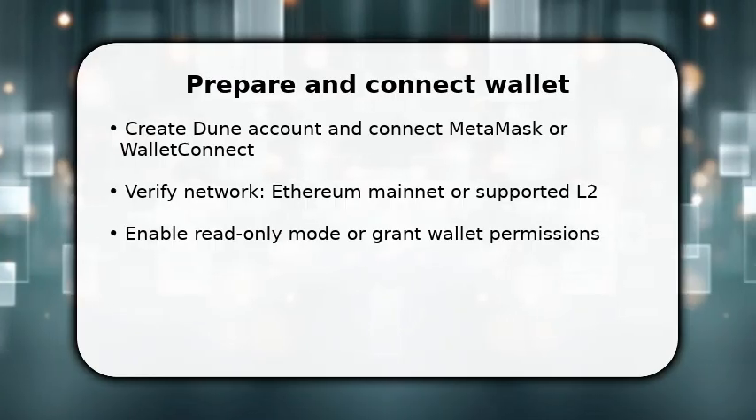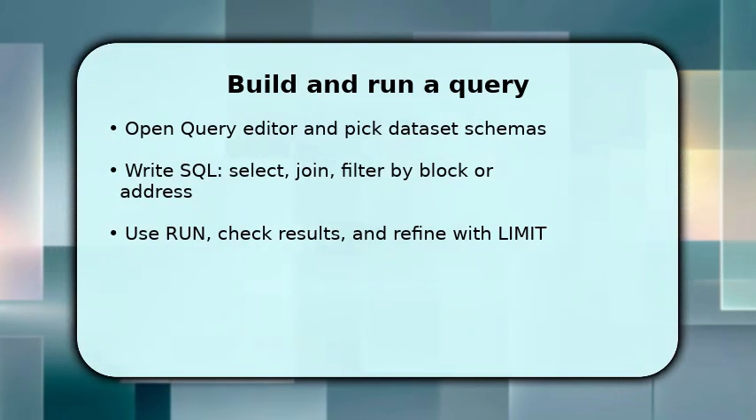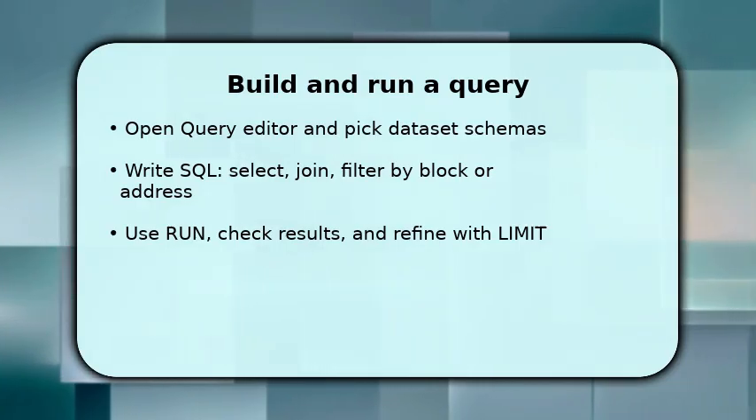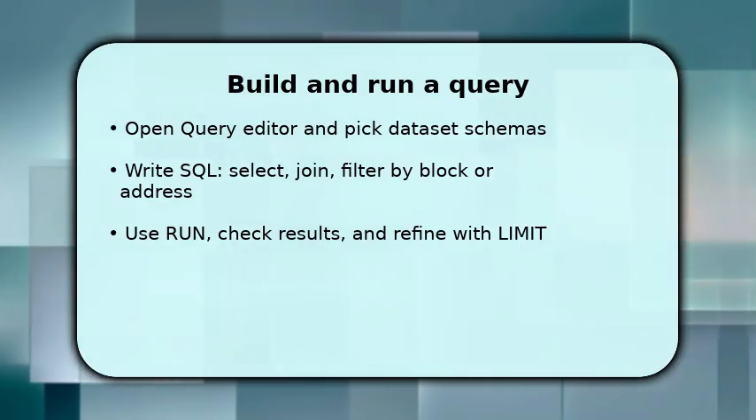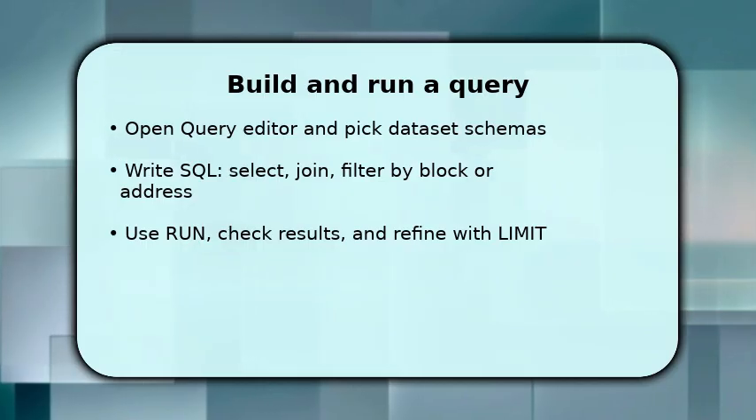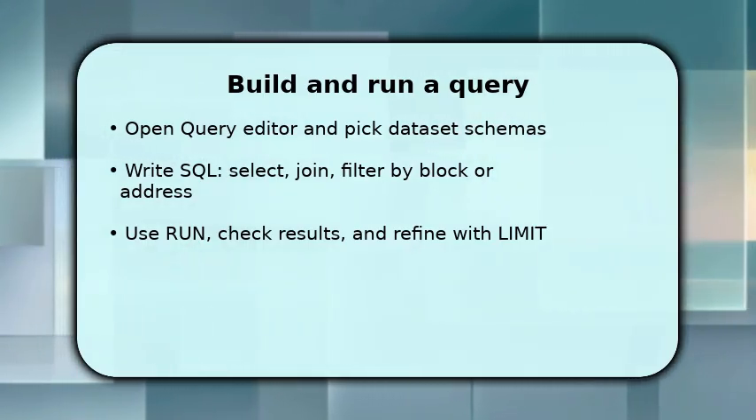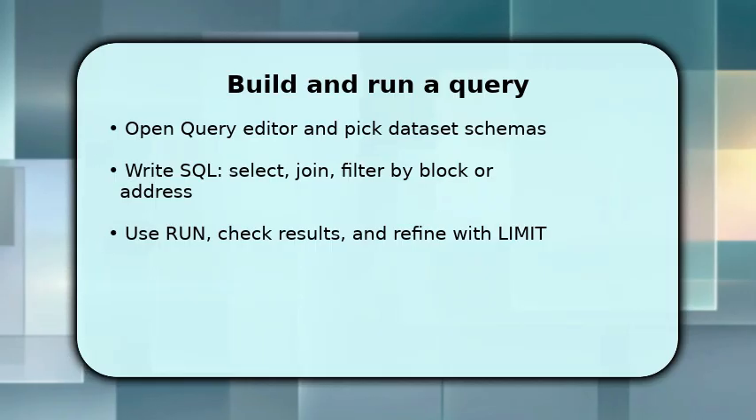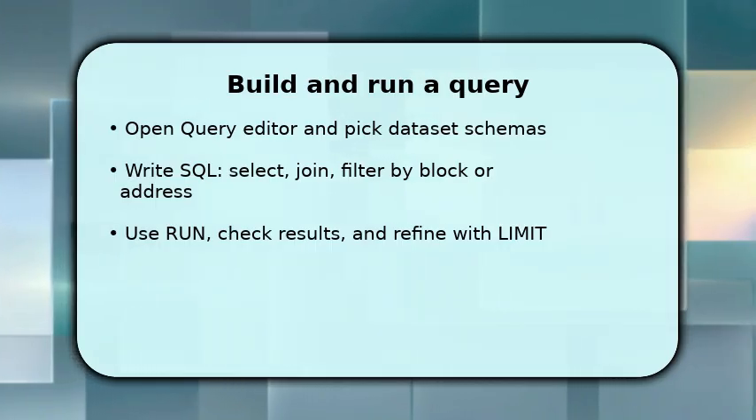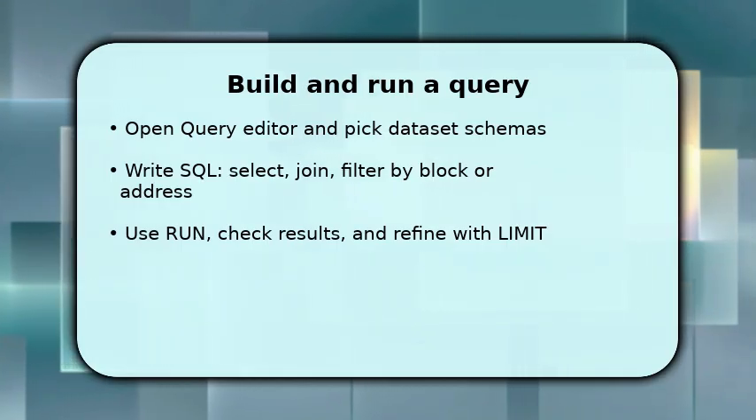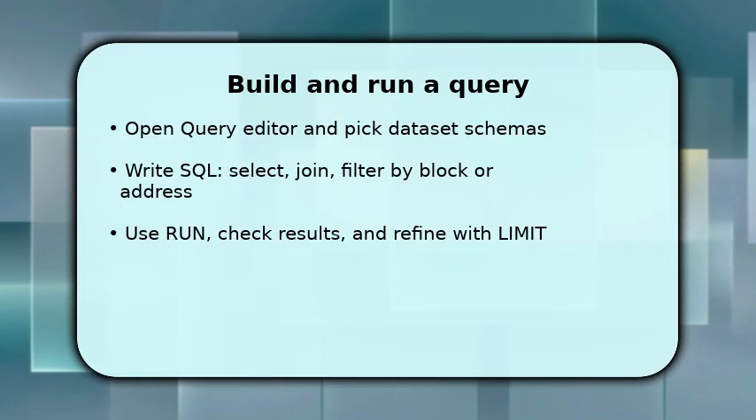without delay. You now build and run a query inside Dune's editor. Start by inspecting schemas to find relevant tables, events, transactions, traces, then write SQL that selects fields, joins tables, and filters by block range or address. Once done, run the query and watch results stream in. Use limit while developing to save time. Make sure to add clear column aliases for visualization later.